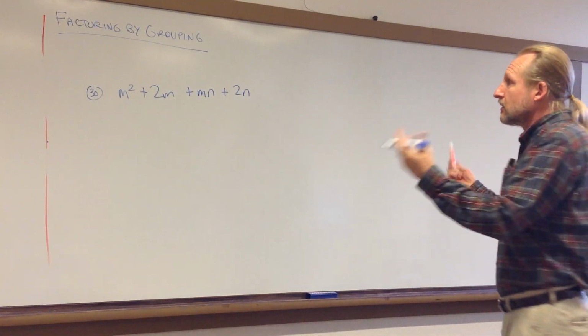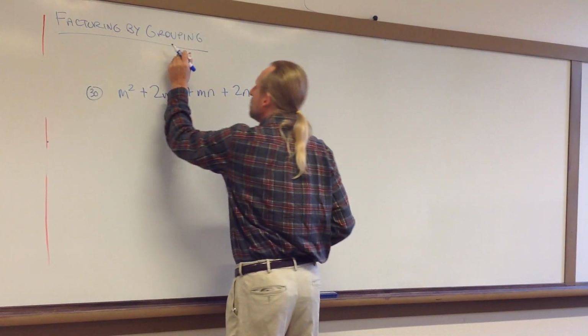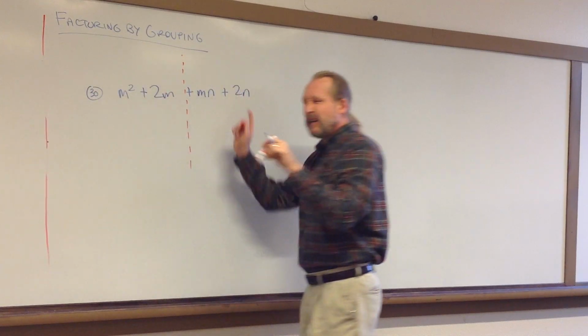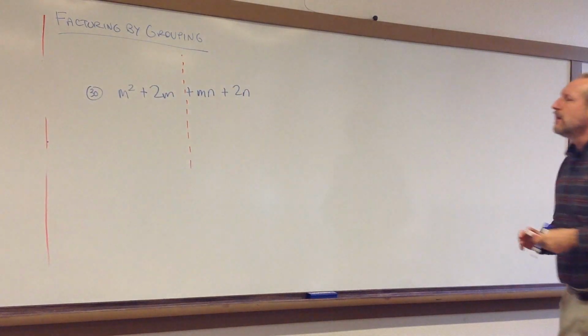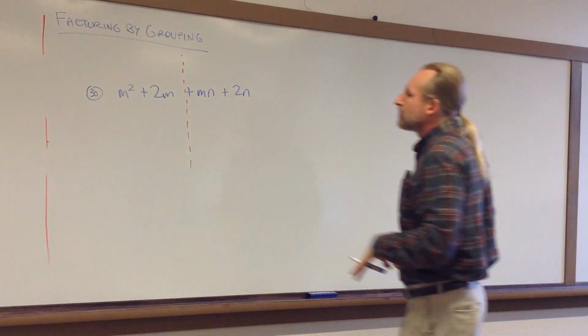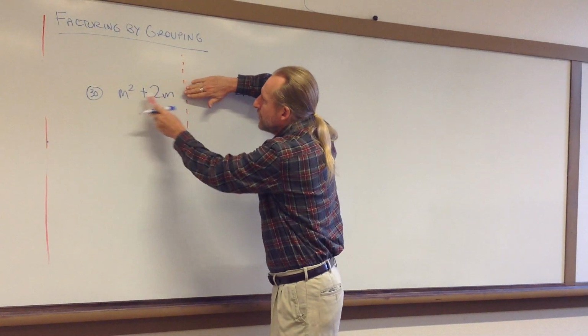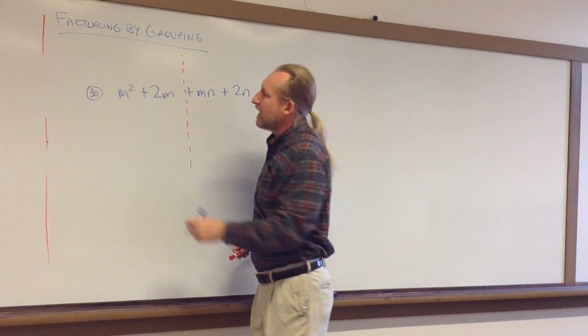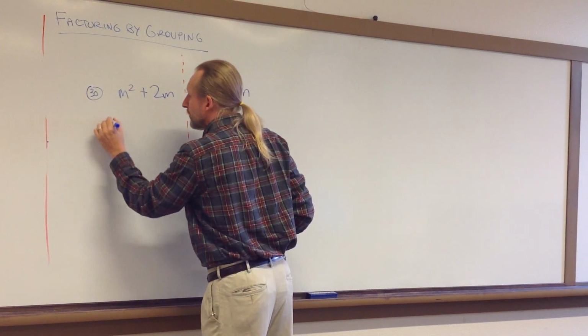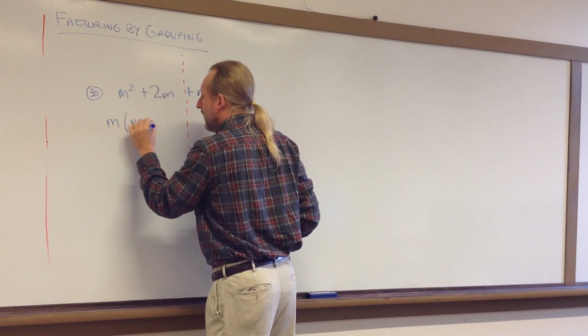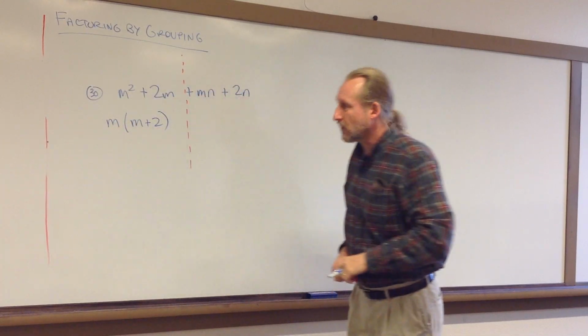And the trick to doing this is to split it down the middle. Sometimes you might have to rearrange these to do that. But in this case, we don't. Okay. Now, forget about this for a minute. Look at these 2. Factor out a common factor. In this case, just m to the first. And that'll leave us with m plus 2.